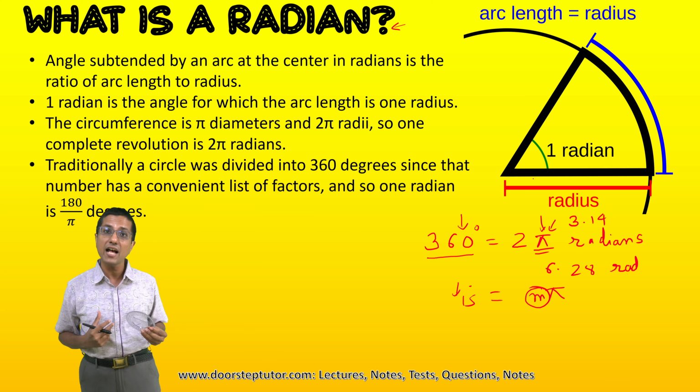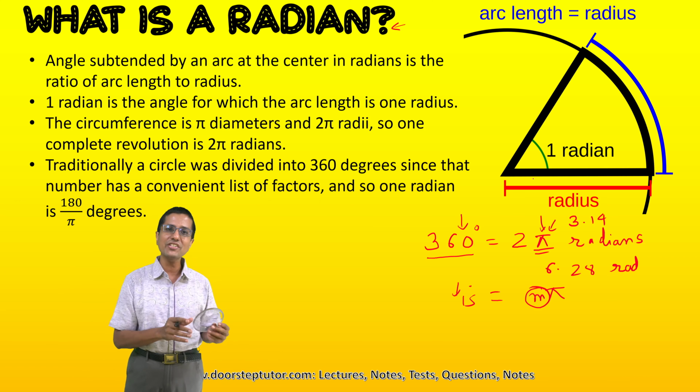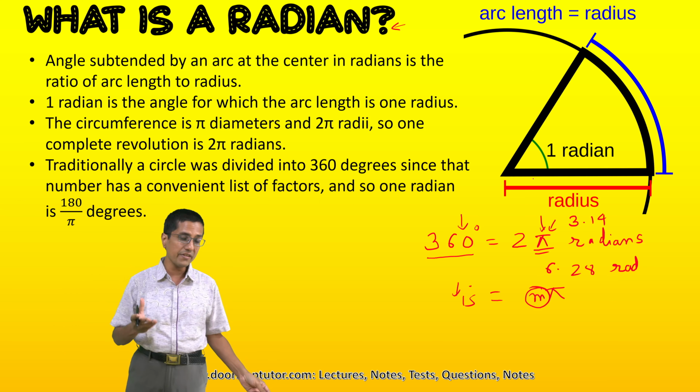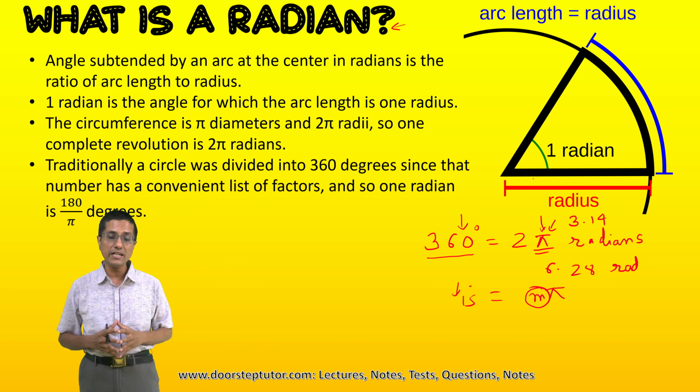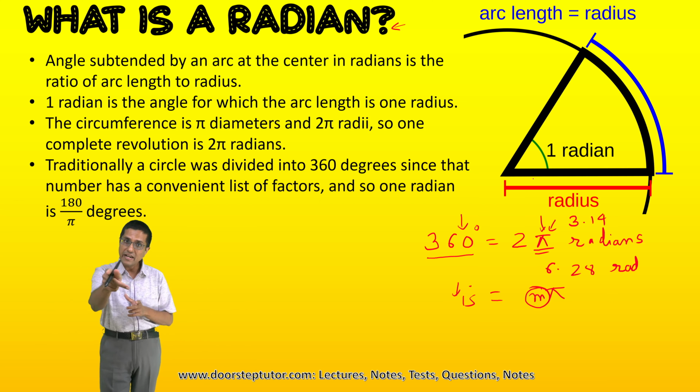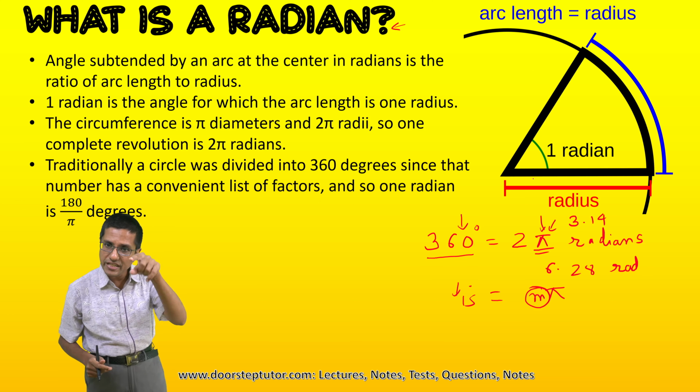So if you are eating pizzas and cakes, then this 360 actually makes sense, because then you can divide the circle into that many portions very easily, because 360 is divisible. It has lot of factors. But for mathematics and for physics, this radian makes sense because there is physical meaning.